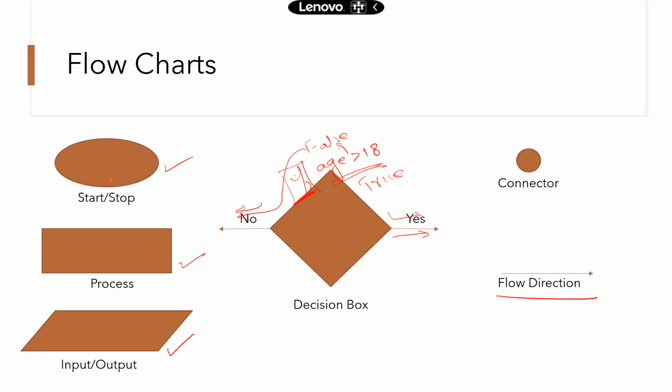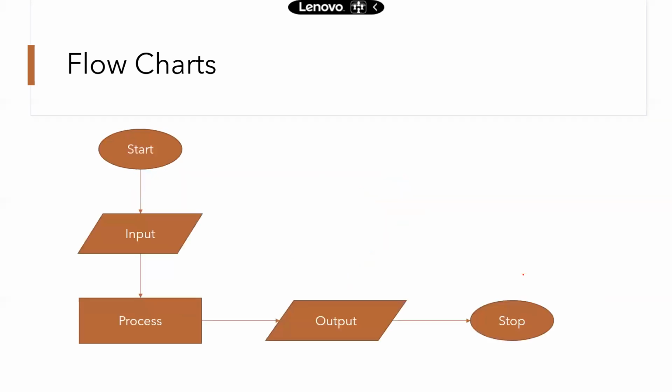Similarly, we are going to connect different blocks, whether it's a start, a process, an input, a decision box, or a connector, with these flow directions. Let's see one of the very basic flow charts in the next slide.